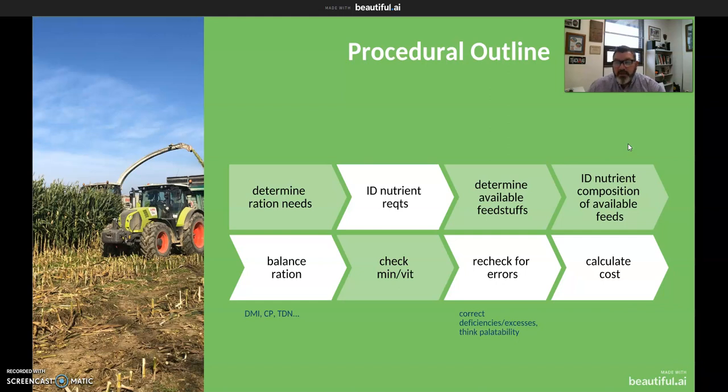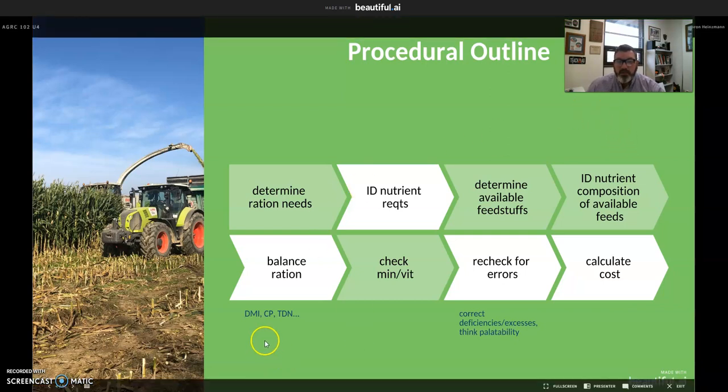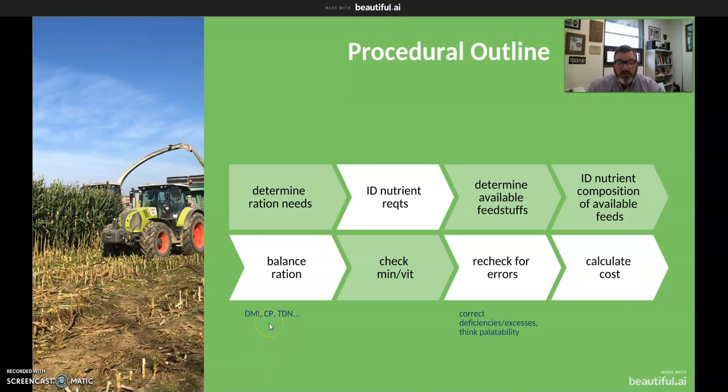For those available feeds, then we've got to figure out what the nutrient composition is, again through that feed test data or the textbook values. Balance the ration, and whether we're looking at crude protein, dry matter intake, TDN, or all of the above, we want to go ahead and get that ration balanced. Check the mineral vitamin concentrations. I generally suggest doing that last because movements in crude protein of those feeds usually also change the mineral vitamins as well. And so that's kind of an ending step to balancing your ration.